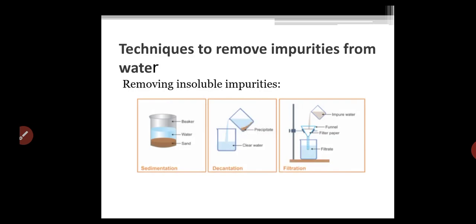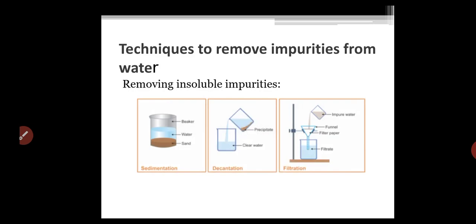So, as we have two types of impurities in water, we also need to remove those impurities to make the water potable. So to remove these impurities, we have a few methods. Techniques to remove impurities from water. For removing insoluble impurities, we have three techniques called sedimentation, decantation, and filtration.